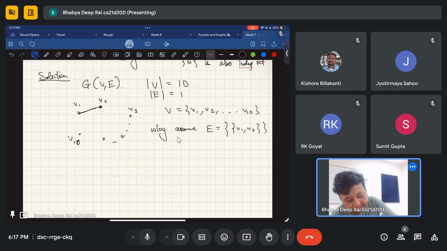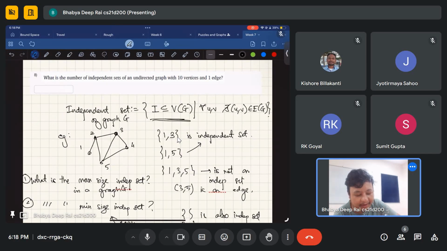Okay, so the rest are all isolated vertices. Great. Now what do you need to do? You want to count the number of sets of vertices such that there are no two vertices that have an edge between them. That is the definition of an independent set, right? Take any subset of vertices; it should not be that there are two vertices such that there is an edge between them.